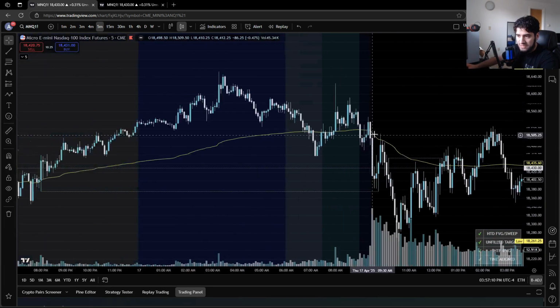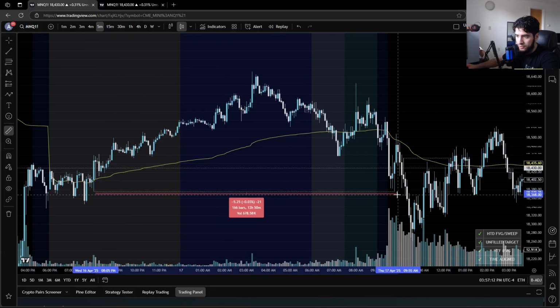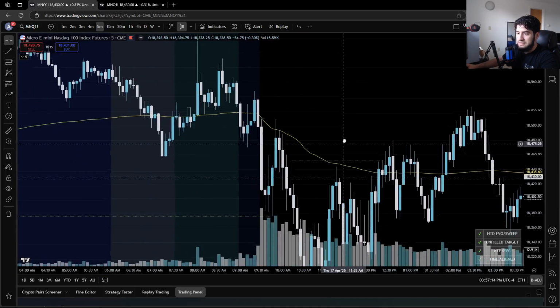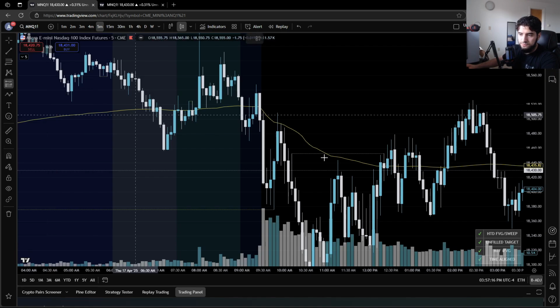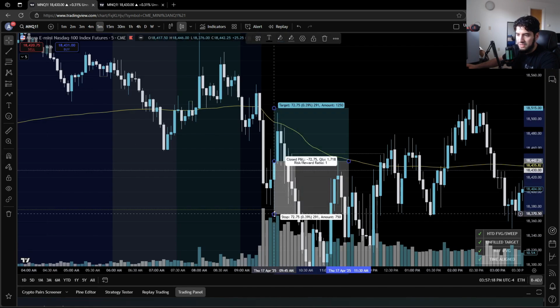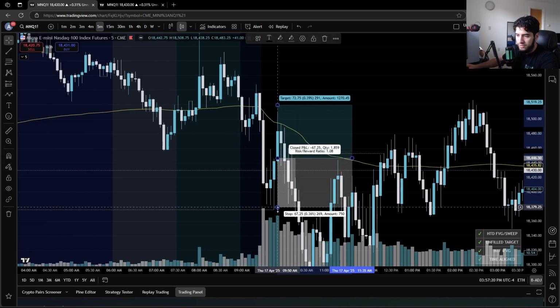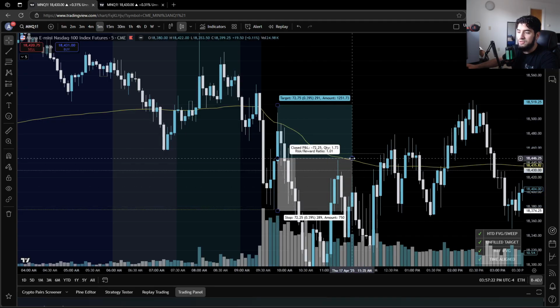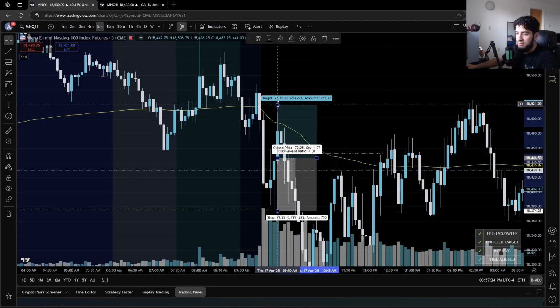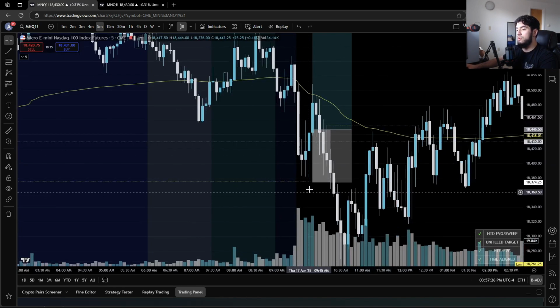So let's say for example right here, we have this equal low get put up, and let's say you enter a long over here, with your stop loss below this wick. It's not really good, because now you have your stop loss literally resting at a very important liquidity pool.